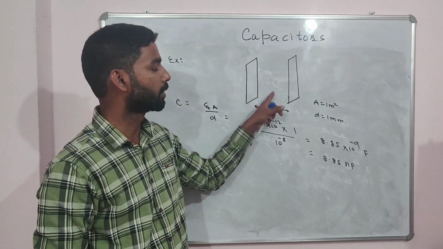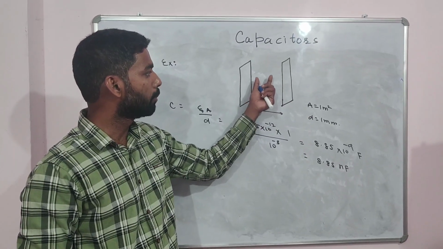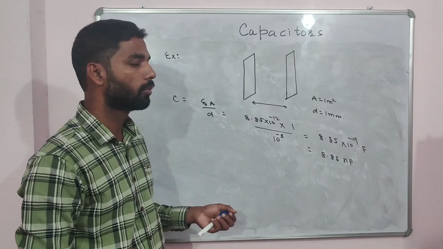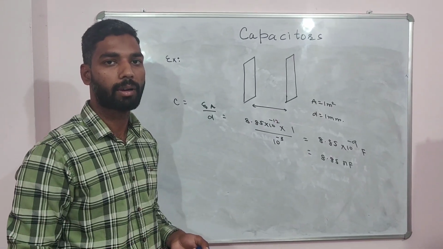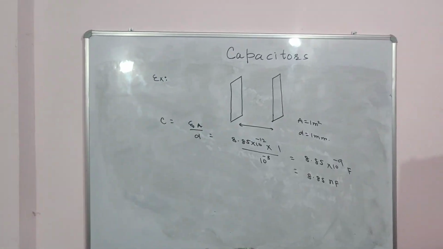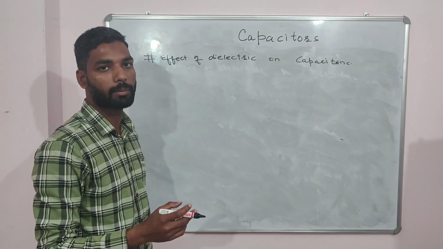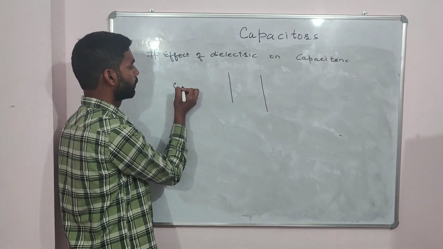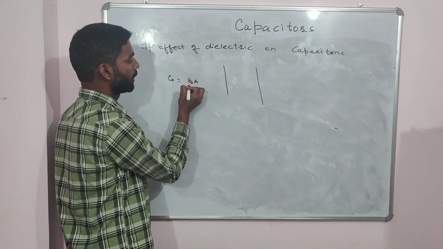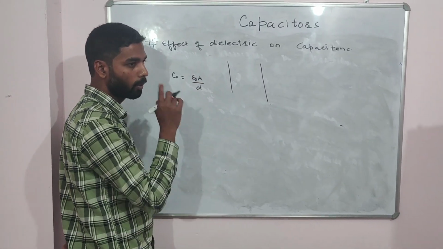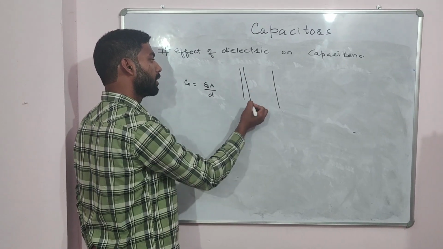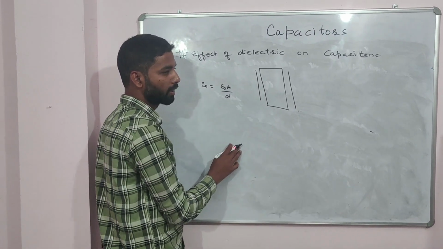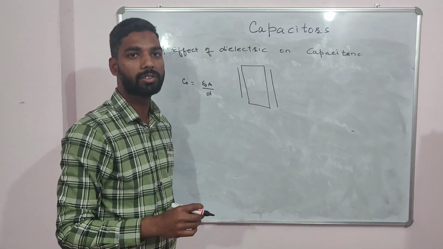To increase this capacitance, we place a medium inside it, that is known as dielectric. So let us see what is the effect of dielectric in a capacitor. Suppose we have a capacitor, and its capacitance is C naught given by epsilon naught A divided by D. And now we have inserted a medium, a dielectric. What is a dielectric? First understand. Dielectric is anything which is not a conductor.